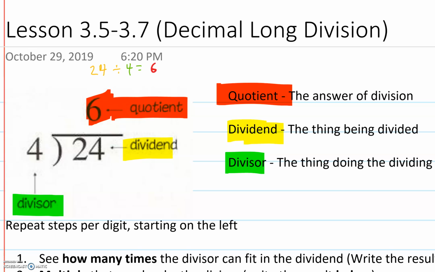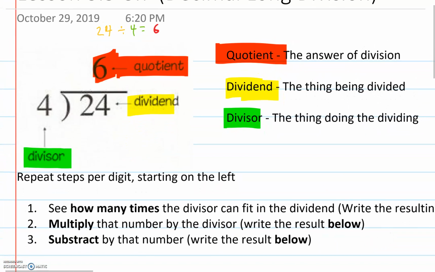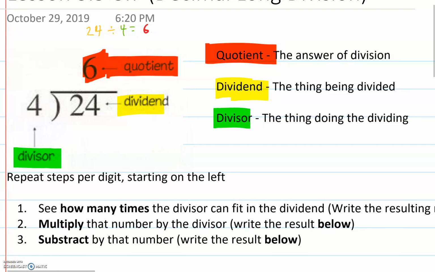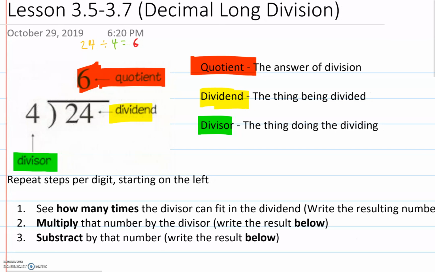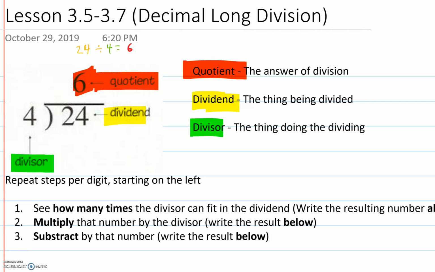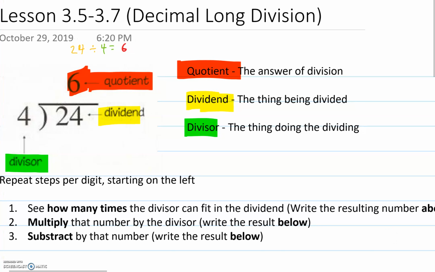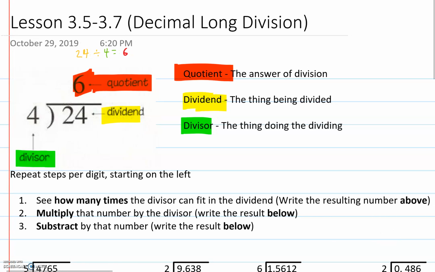Okay, so that is just a couple definitions out of the way. So keep that in mind when you look at these steps that I've written out. You're going to repeat these steps per digit, per number essentially that you see, starting on the left, always starting on the left. So I'm just going to read the steps and then I'm going to go through a couple examples.